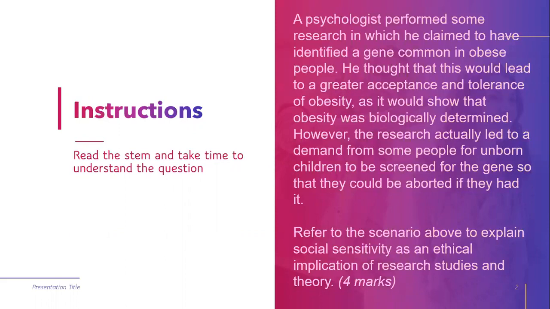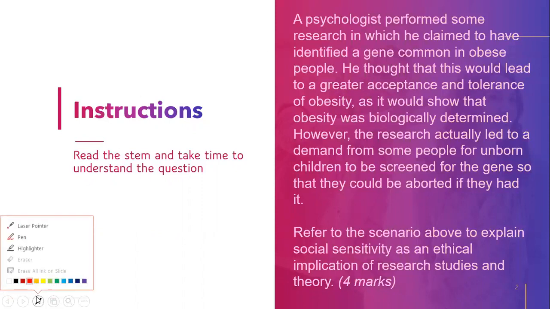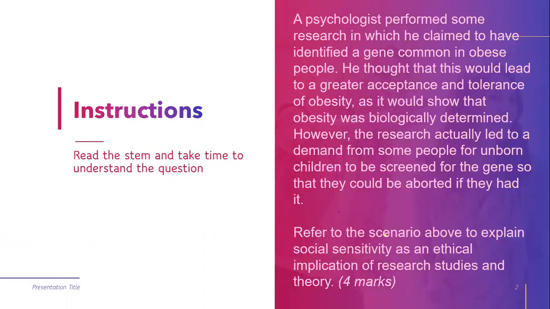4 marks. So let's just read the question again. Refer to the scenario above to explain social sensitivity as an ethical implication of research studies and theory. Okay, let's take a quick moment to have a look at the question. First question, our command word is explain. So we know we need to explain. Explain is associated with AO1, so that's our assessment objective there. Now, are there any other command words there?